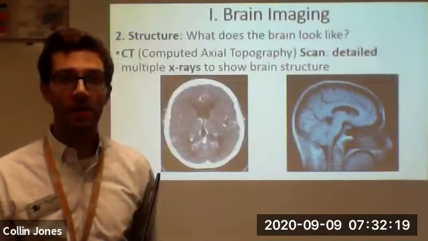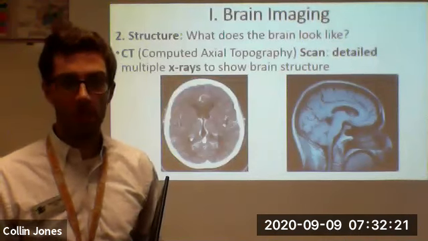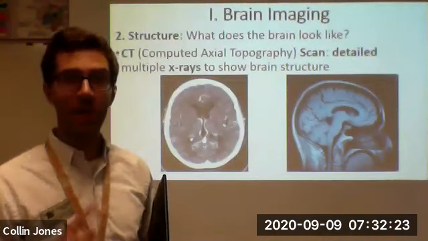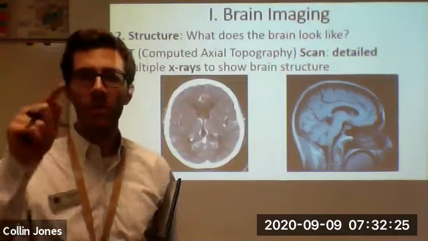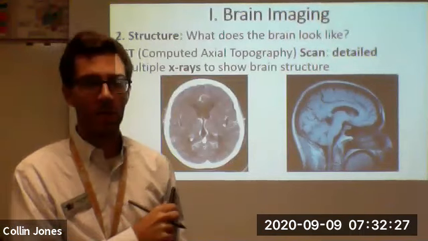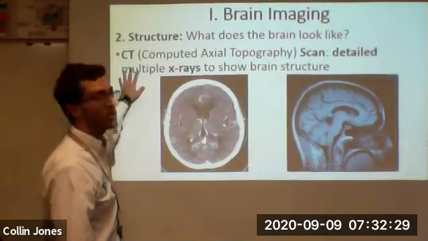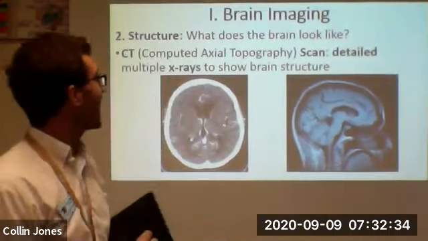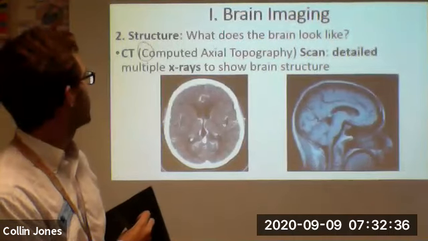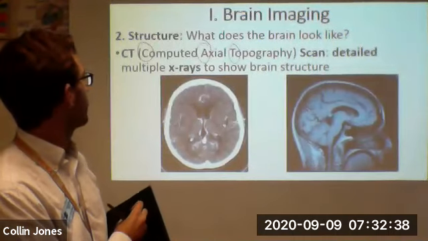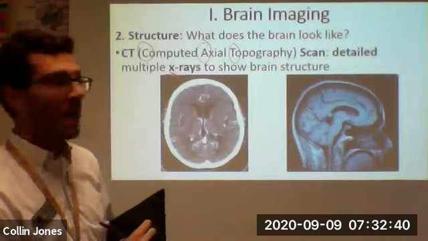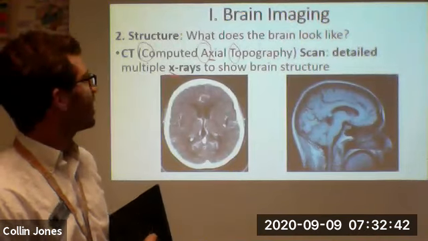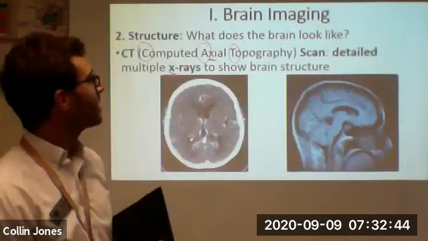Second question we can ask, what does the brain look like? Okay, we know it's on, we know it's working, it's active, neurons are firing. What's your brain look like versus what my brain looks like, okay? So the first test you can do to see what the brain looks like is called a CT scan, or sometimes it's called a CAT scan, computed axial tomography. Axial, there's an X in that, okay? These are X-rays.